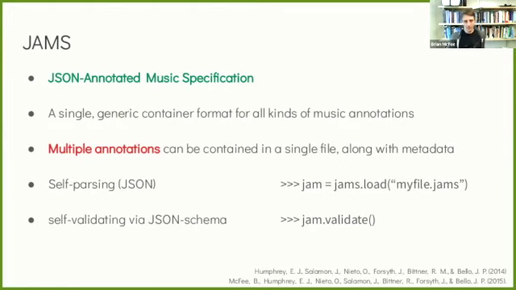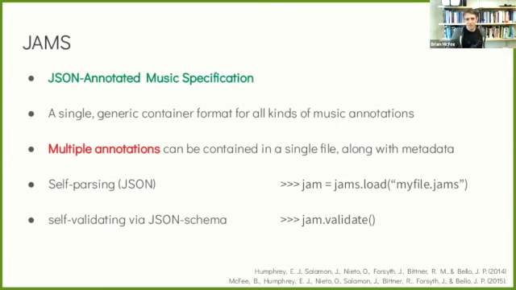So this is originally due to Eric Humphrey, Justin Salamon, Oriol Nieto, Jon Forsyth, Rachel Bittner, and Juan Pablo Bello back in 2014. And I swooped in a year later and made some corrections or changes or other things that I wanted to see. So what is JAMS? It's the JSON Annotated Music Specification. So it's a generic format that's built to contain different kinds of music annotations. And it does a lot of nice things for you. Makes it possible to contain metadata and multiple annotations in a single file. So you can have all kinds of chord annotations, structure annotations, beat annotations, everything lives in one object along with the metadata, so things can't get lost from each other.